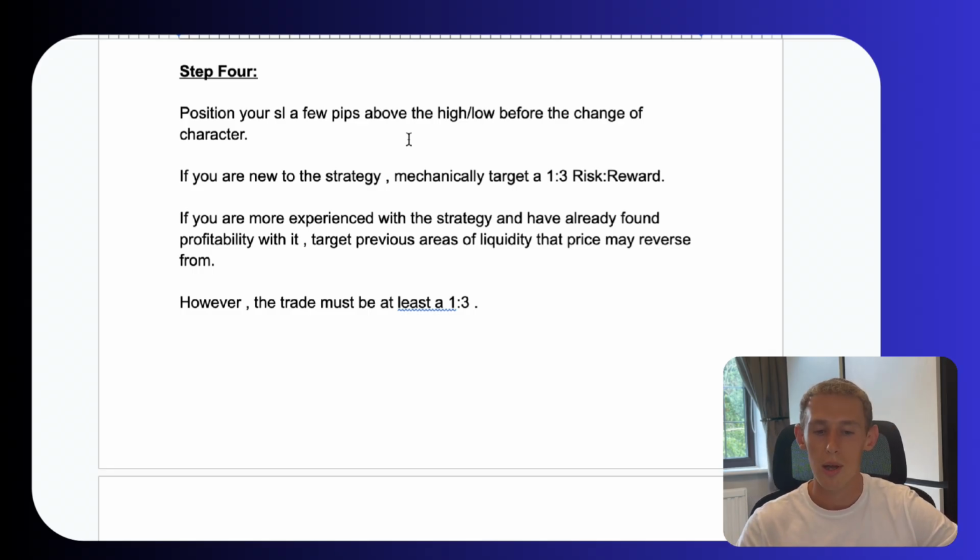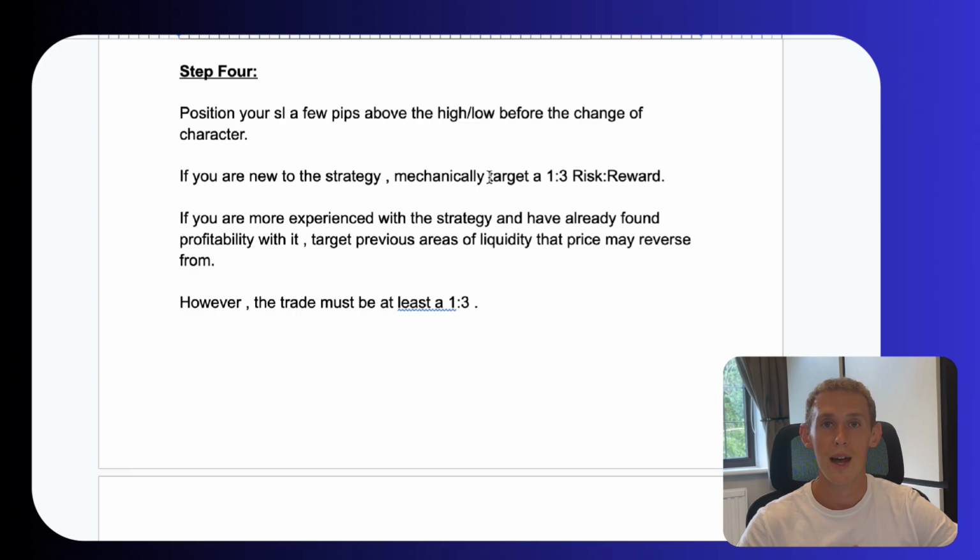This is one of the key components of my system and something I really like to emphasize to the guys inside VIP, which is that if you're using this mechanical TP rule, it's very, very simple and repeatable, and there's no discretion involved or uncertainty involved in where you're targeting.